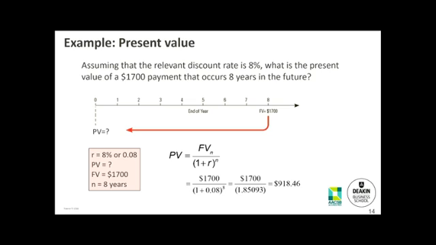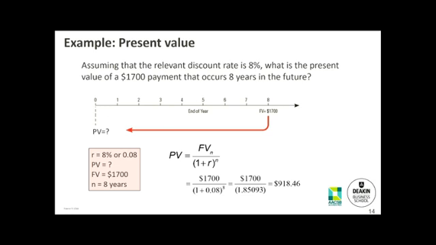Let's do one example, like what we did for future value, one by one. Assuming that a relevant discount rate is 8%, what is the present value of a $1,700 payment that occurs 8 years in the future? So we know there will be $1,700 that occurs 8 years in the future, and we want to know the present value of this $1,700 today. How do we work it out? We discount the future value back to today by discounting this $1,700 for 8 years. So the present value of this $1,700 will be 1,700 divided by 1 plus interest, 8%, to the power of how many years? 8. Are you able to work it out?